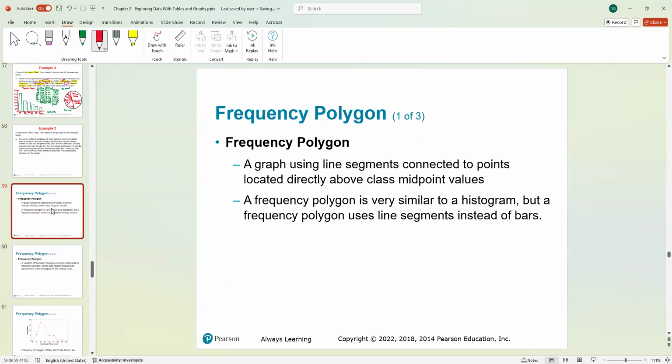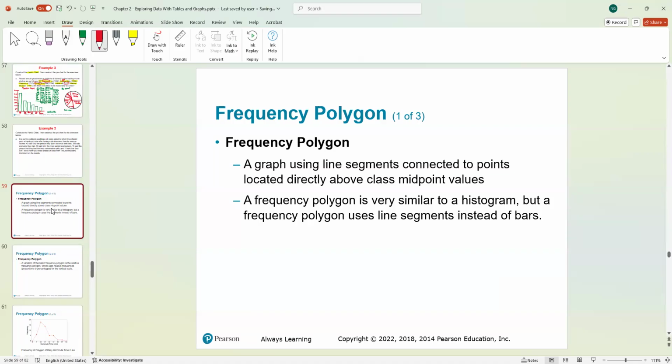All you have to do is graph a histogram, and then the polygon would pop up. So polygons are a different graph you can use to display quantitative data. So I said that we were done with quantitative data. We're not, because a frequency polygon uses line segments to point location directly above class midpoints. A frequency polygon is very similar to a histogram, but it uses line segments instead of bars.